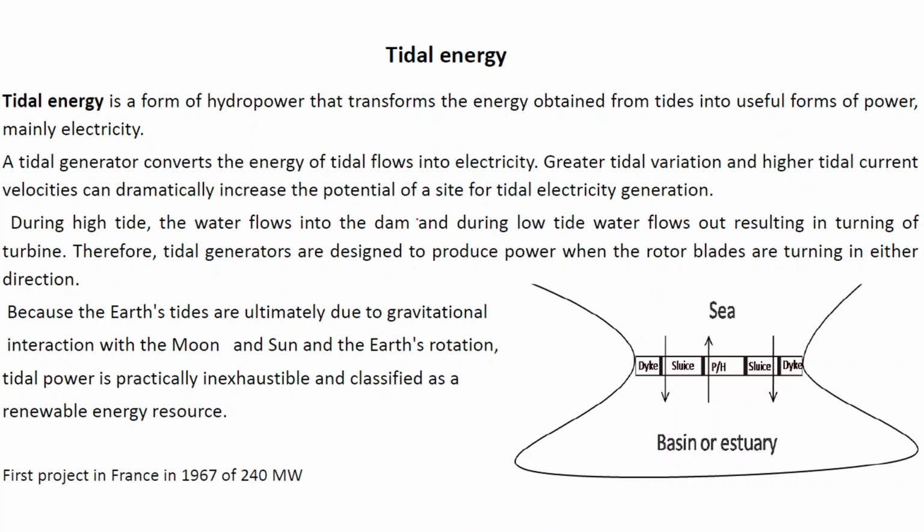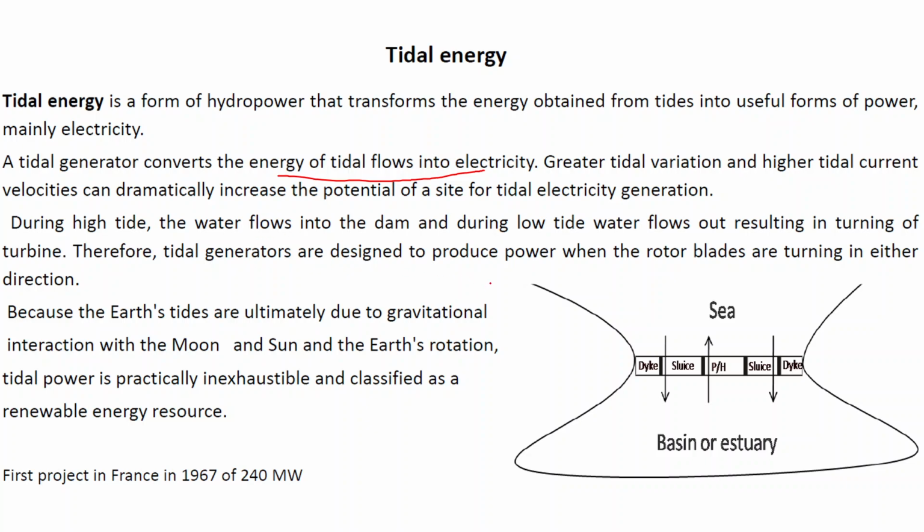Tidal energy is a form of hydropower that transforms the energy obtained from the tide into useful forms of energy, mainly electricity. The tidal generator converts the energy of tidal flow into electricity. Greater tidal variations and higher tidal current velocity can dramatically increase the potential of a site for tidal electricity generation. So the height of the tides and a high tidal current decide the potential of a site. During high tide, the water flows into the dam, and during low tide it flows out, turning the turbine.